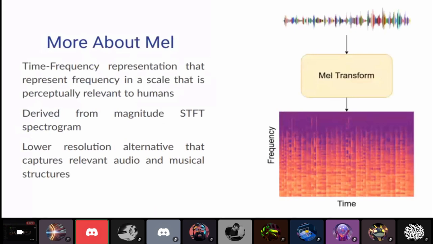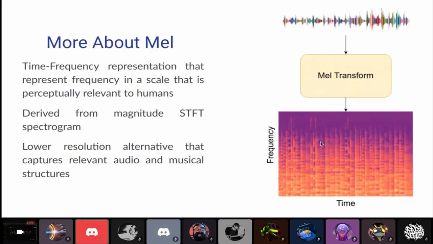These are time-frequency representations, and we represent them in a 2D representation with frequency on the y-axis and time on the x-axis. We derive this from the STFT spectrogram, and the reason for using mel spectrograms is because they have features that are perceptually relevant to humans. For example, they encode frequency in a scale that is closer to what a human would hear and how a human would distinguish two different frequencies. So we chose to go with mel spectrograms because it's also a lower dimensional representation compared to working with the raw audio.